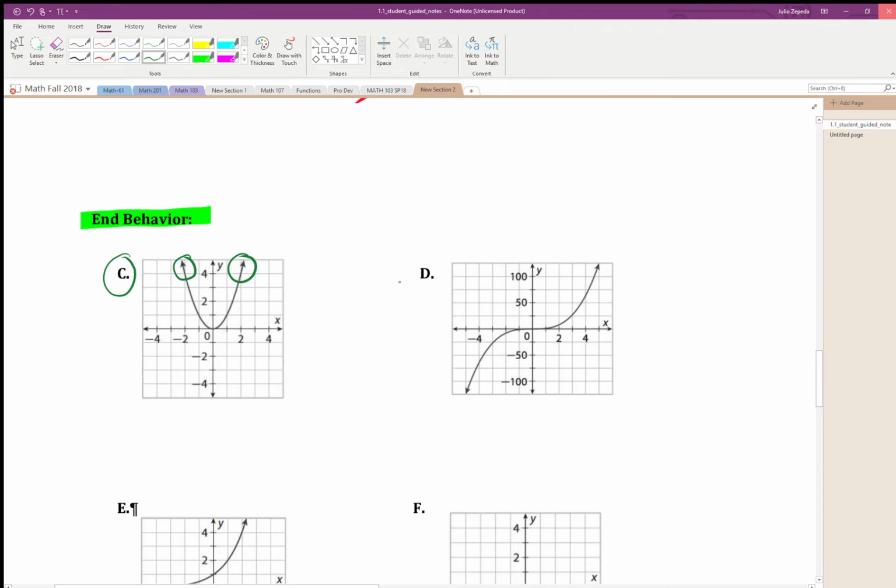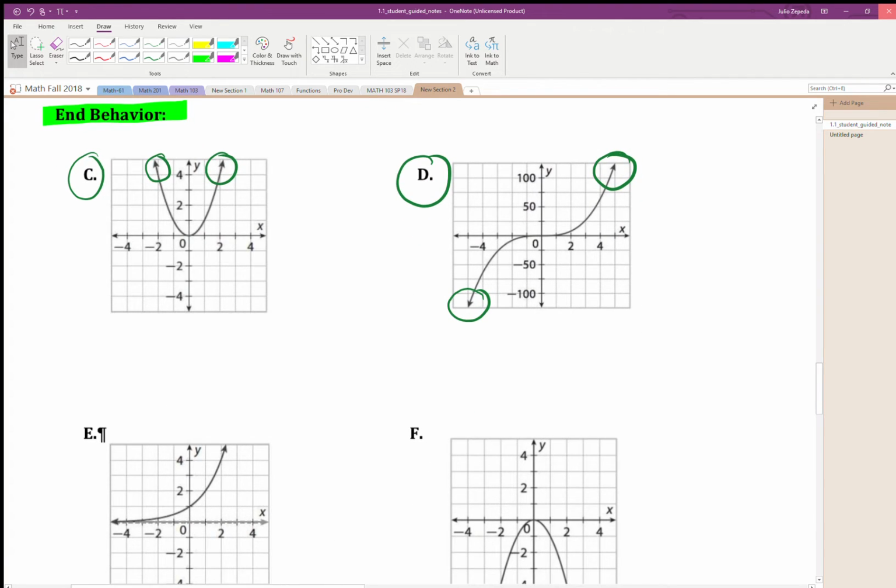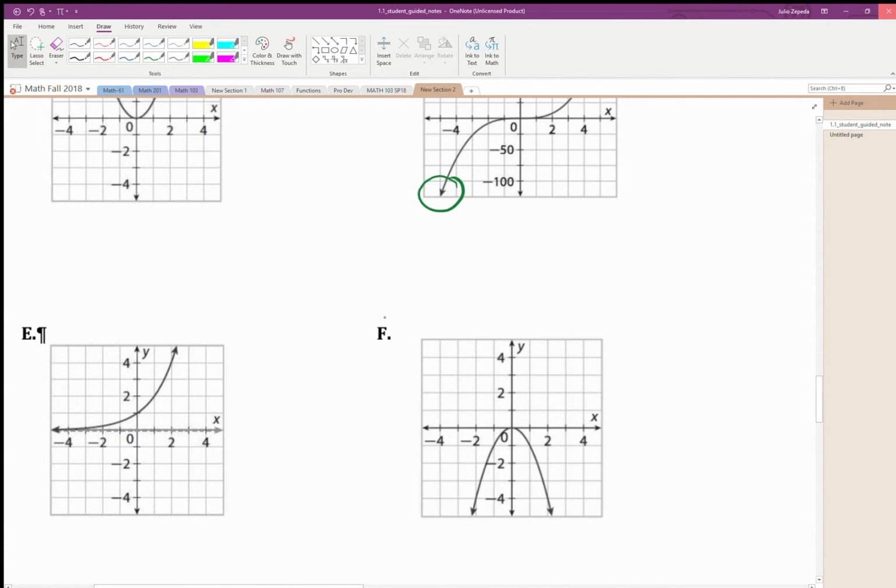Whereas if I look at graph D, I could say that the end behavior is on one side it's going down to negative infinity, on the other side it's going up to positive infinity. Or if we look at graph F, we could say that the end behavior is on both sides it's going to negative infinity.